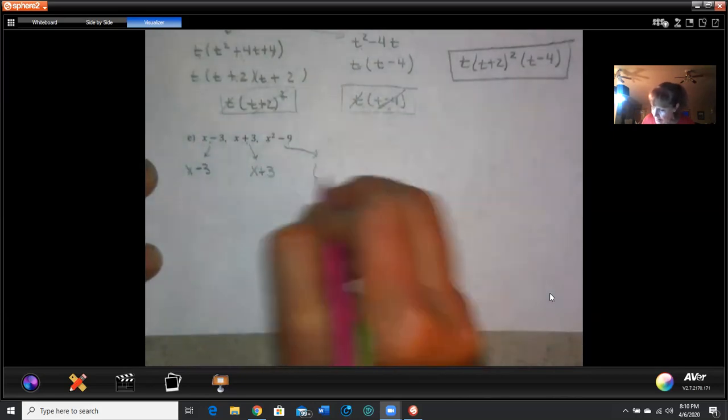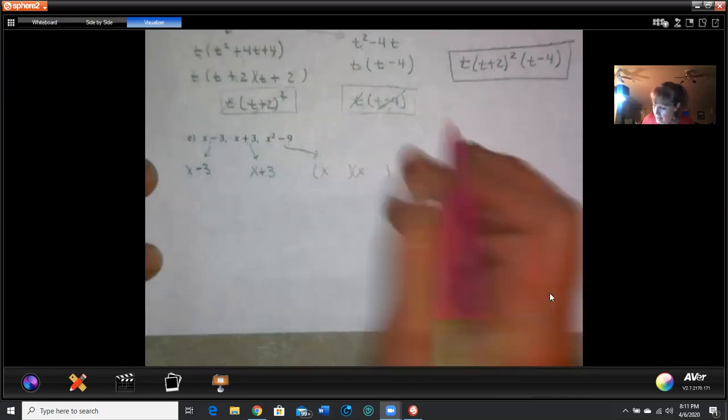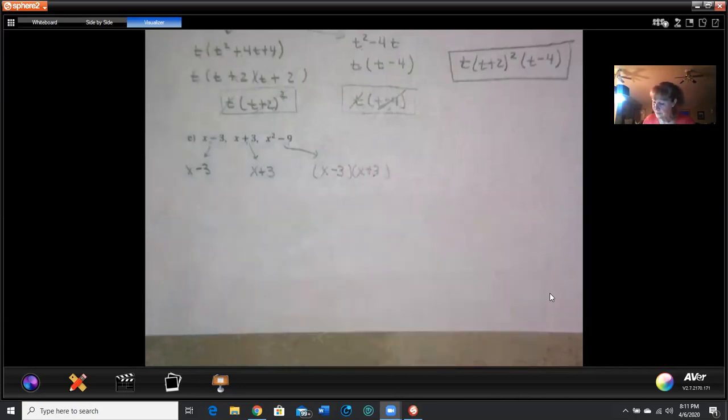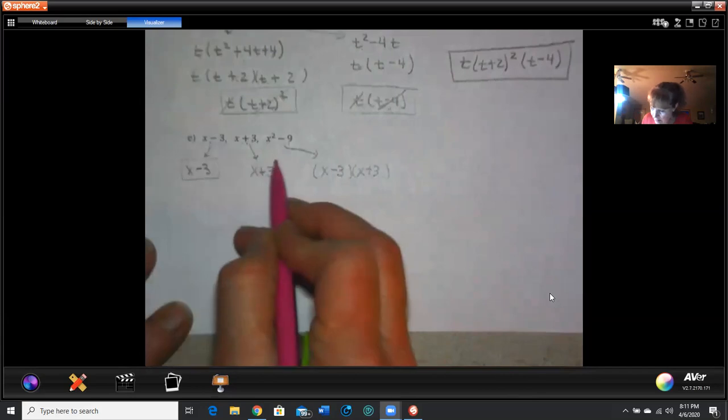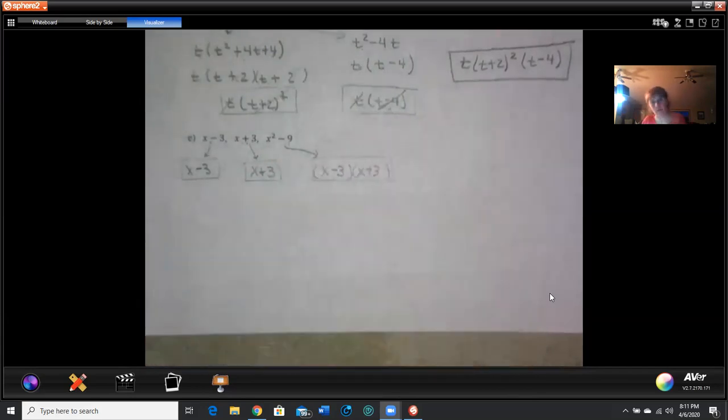This is x times x minus 3 and plus 3. There. Okay, so now we have our broken down fractions here. We factored them if we can.